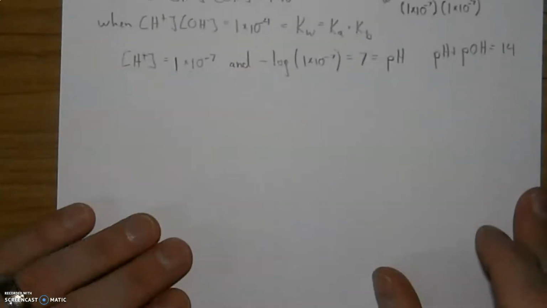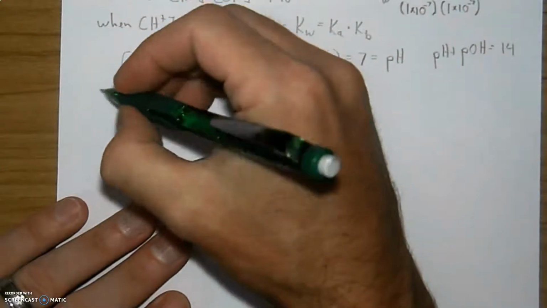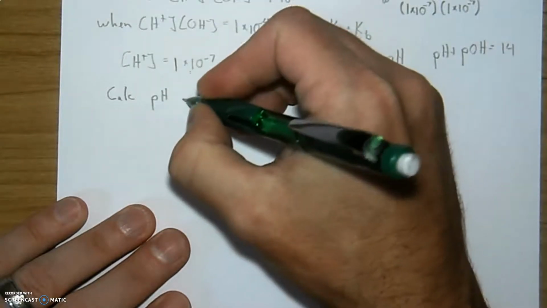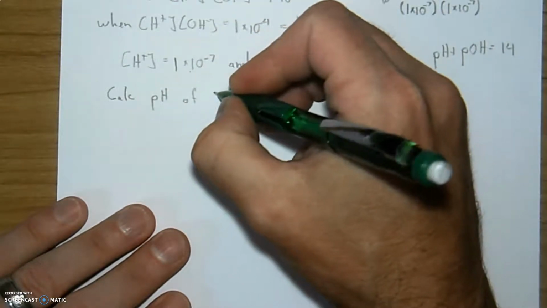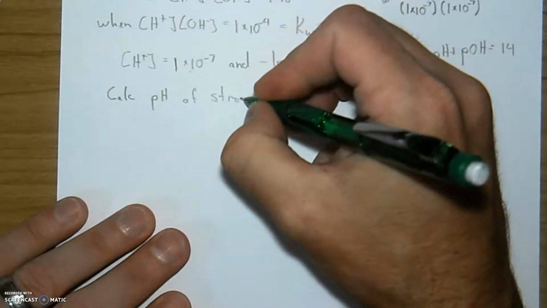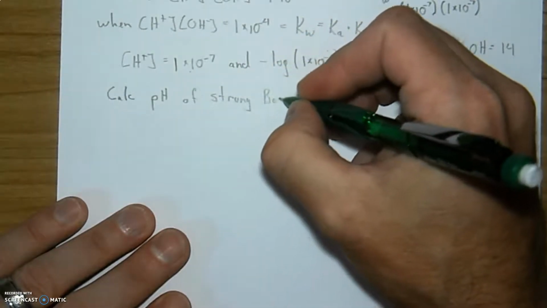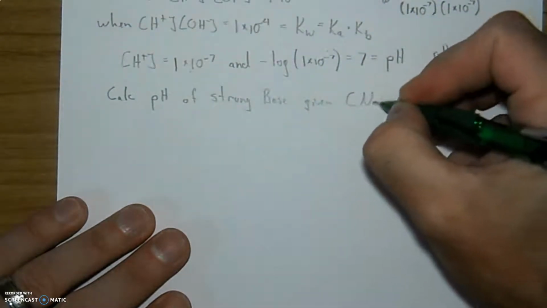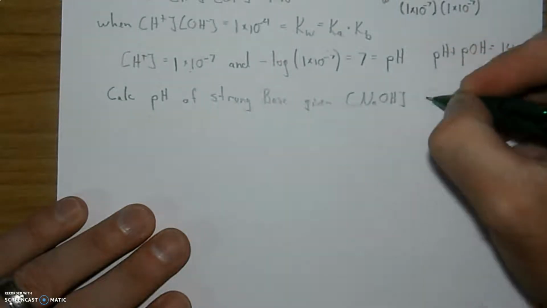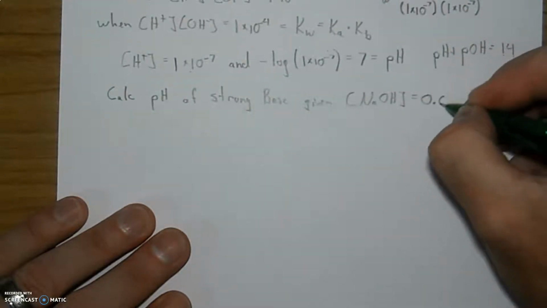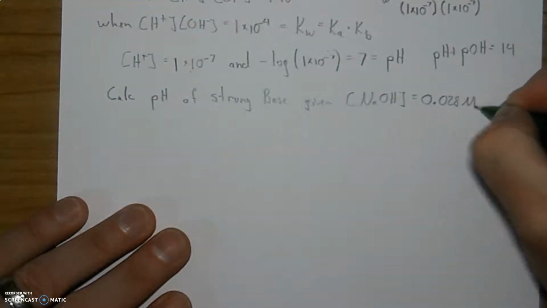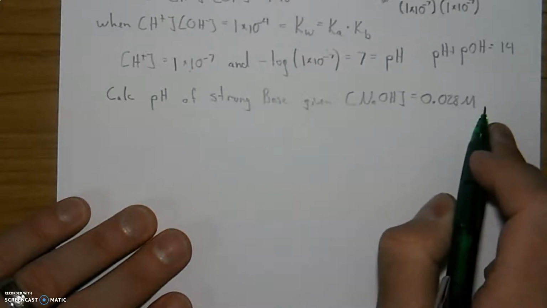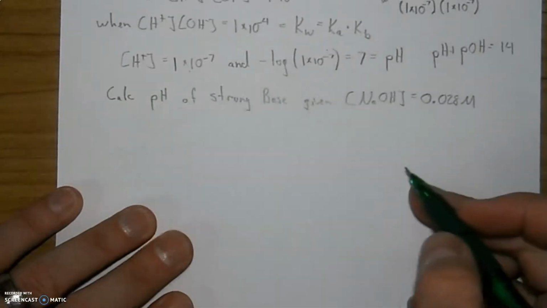Next part, we're going to do a little math problem here. We're going to calculate the pH of a strong base given the concentration of this, which is NaOH, is 0.028. And again, this is something we could just make up in the lab. A concentration of sodium hydroxide, here it is. We want to figure out what its pH would be in solution.